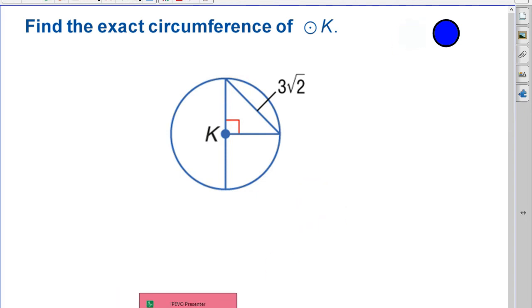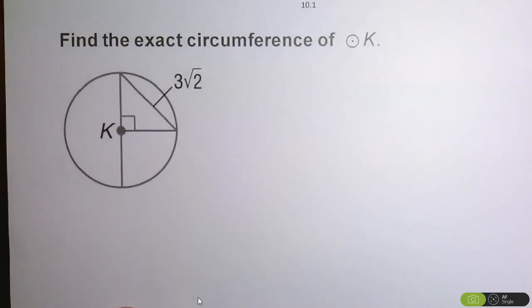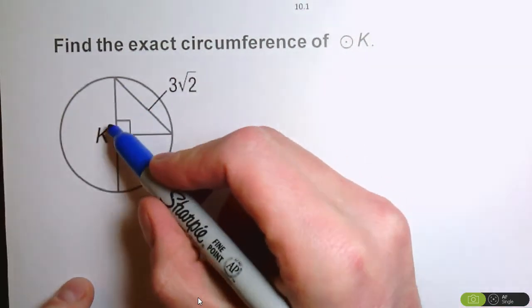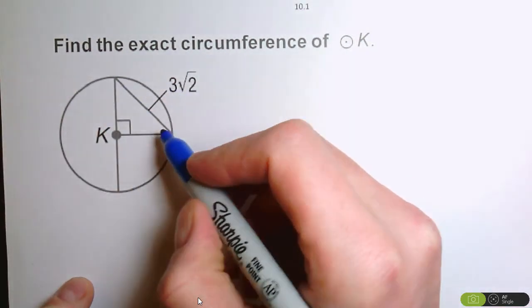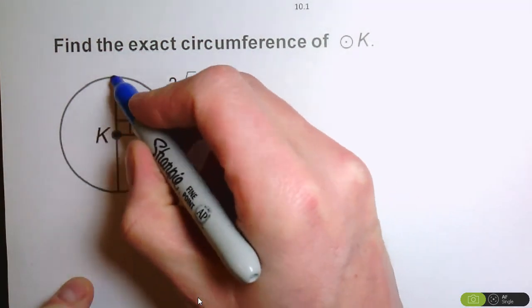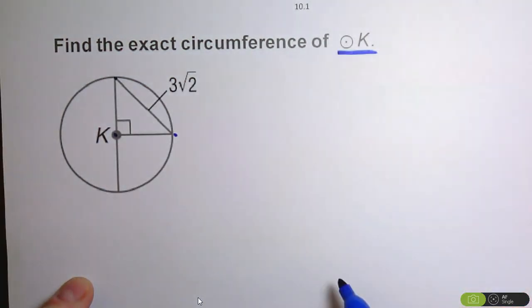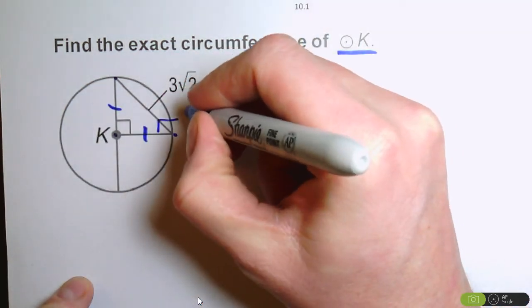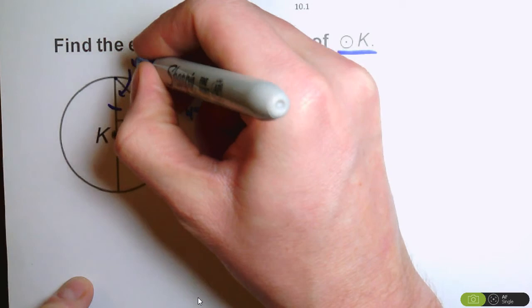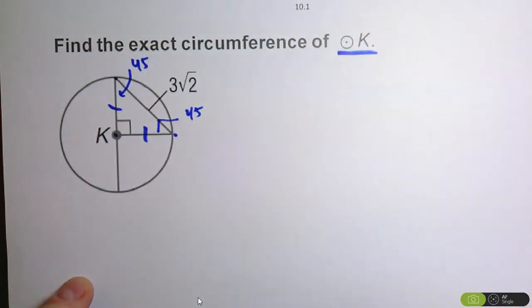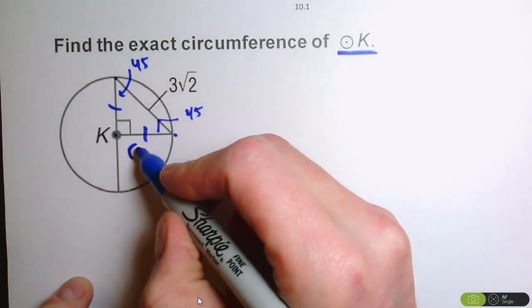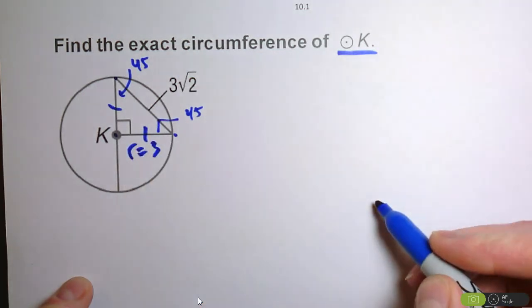Alright, so for this problem, you have to make one realization. Otherwise, it's not impossible, but it's very, very difficult. And that is the fact that this is a little right triangle here. And not only that, since this to this and this to this are radii, because K is the center, they're congruent, making this guy a 45, 45, 90. Which means if the hypotenuse is 3 root 2 of that 45-45-90, the leg, or the radius in this case, is 3.